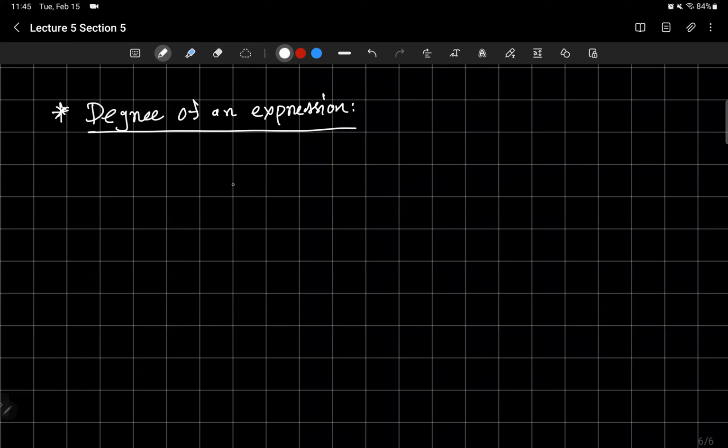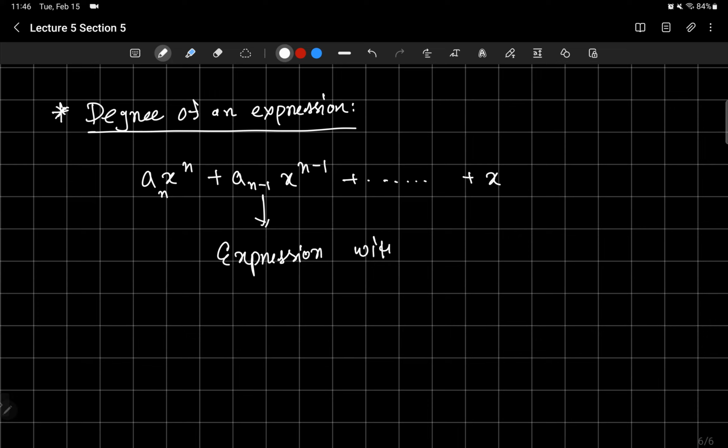Let's say you have an algebraic expression like this, x to the power n, plus a of n minus 1 times x to the power n minus 1, dot dot dot, plus x. There are n terms. So this is called an expression with degree n. Why n? Because the highest power on the variable is just n.